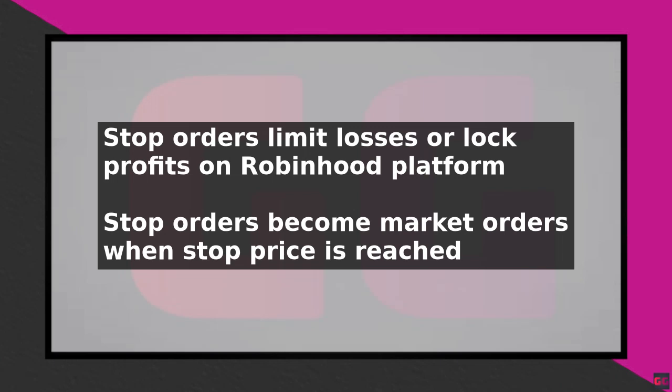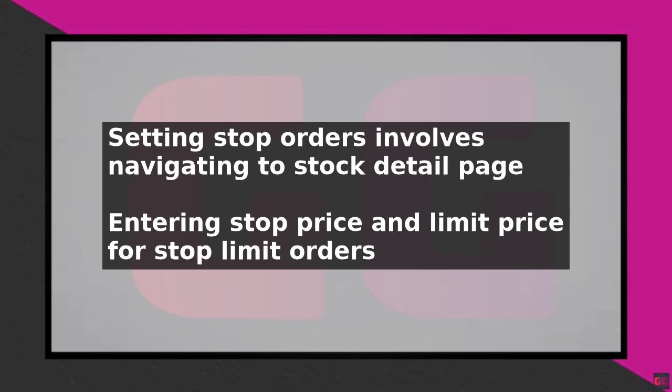To set a stop order on Robinhood, navigate to the detail page of the stock you want to trade. Then tap Trade and select Stop Limit or Stop Market. Enter the stop price and the limit price if you choose Stop Limit. Then confirm the order.